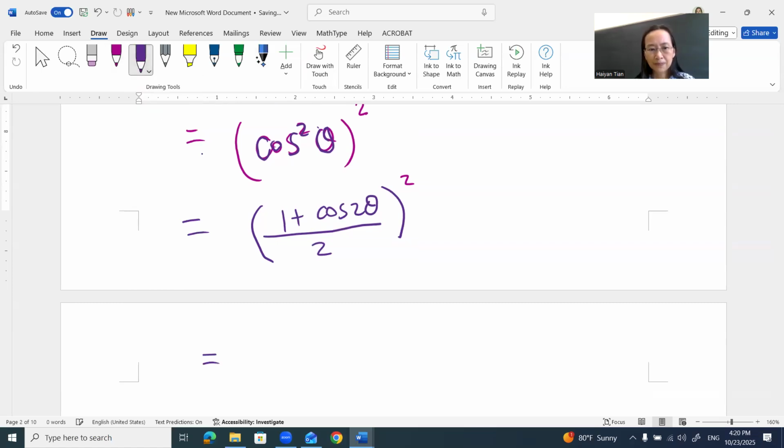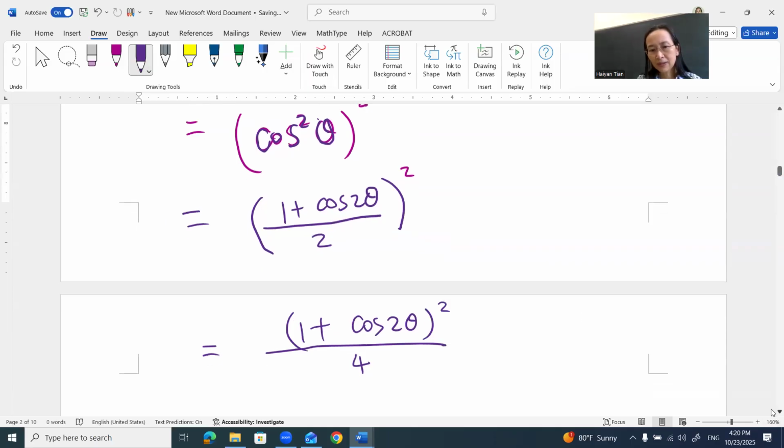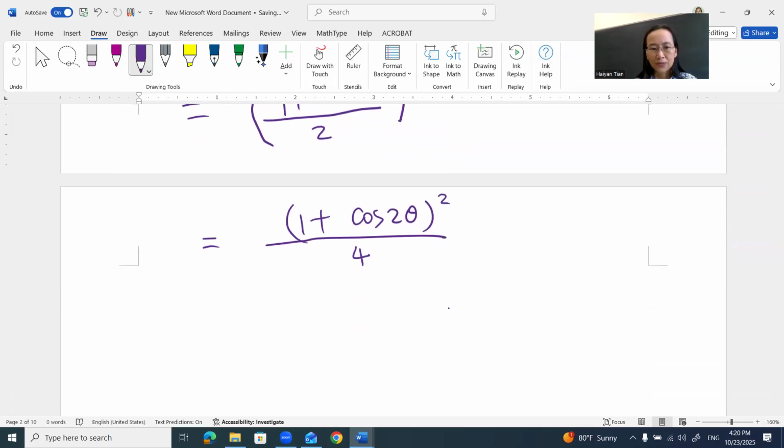So let's square the numerator and square the denominator. Square the numerator, cosine 2 theta, square the denominator, which is 2. 2 squared is 4. And then what we can do is just keep the 4.